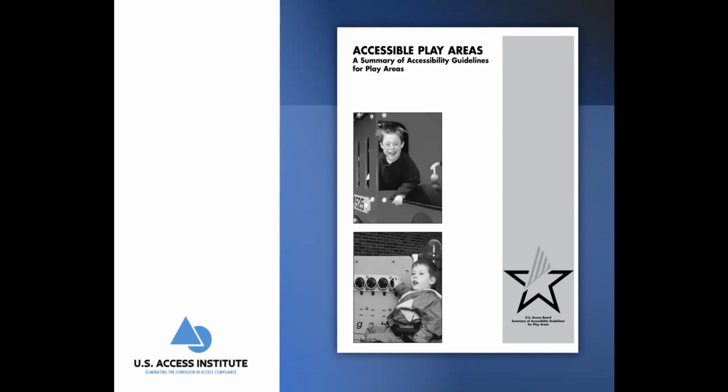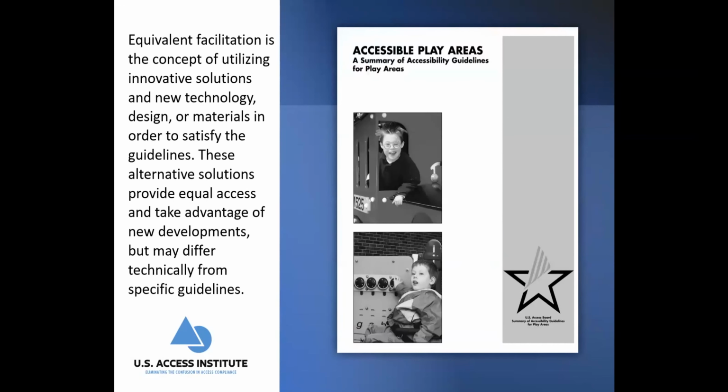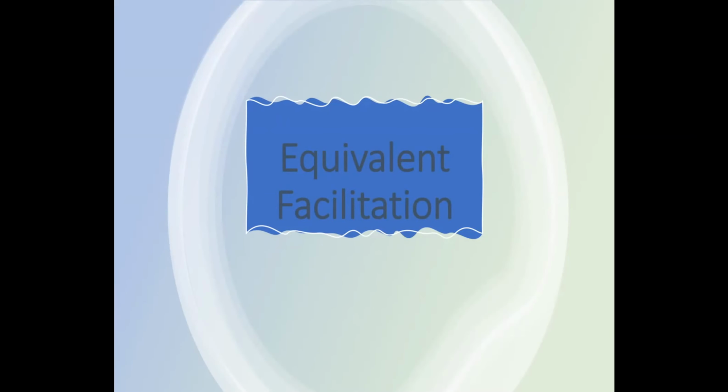The U.S. Access Board has published this booklet on accessible play areas. It also comments on equivalent facilitation. It says, equivalent facilitation is the concept of utilizing innovative solutions and new technology, design, or materials in order to satisfy the guidelines. These alternative solutions provide equal access and take advantage of new developments, but may differ technically from specific guidelines. The question of whether an alternative solution is equivalent involves considerations as to whether it is just as, if not more, effective in terms of accessibility, usability, convenience, and reliability for people with disabilities.